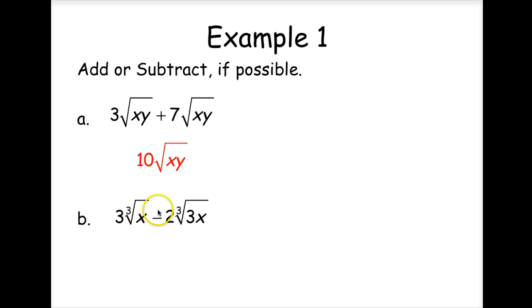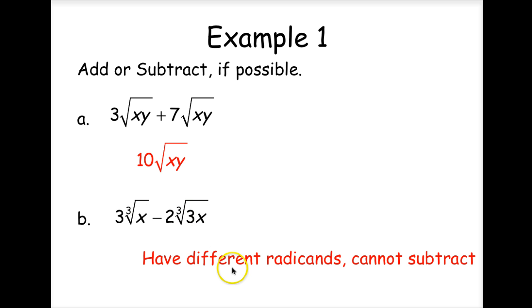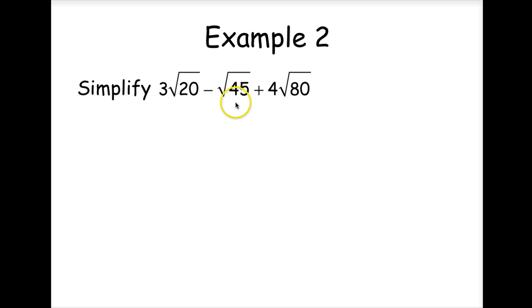Okay, look at this one. We are subtracting. Same index. Look at the radicand though. We have an x and a 3x. So they have different radicands, so we cannot subtract. Looking at this one, it looks like none of the radicands are the same.